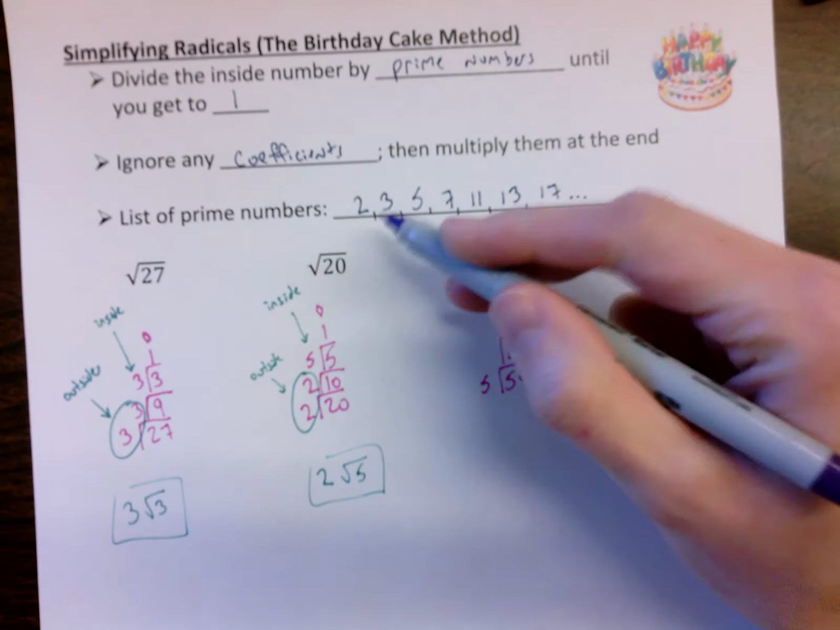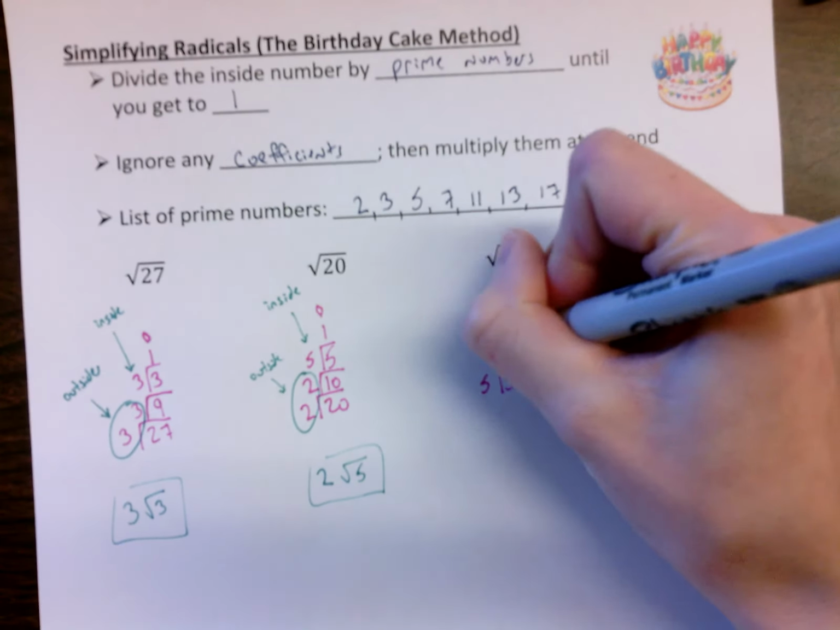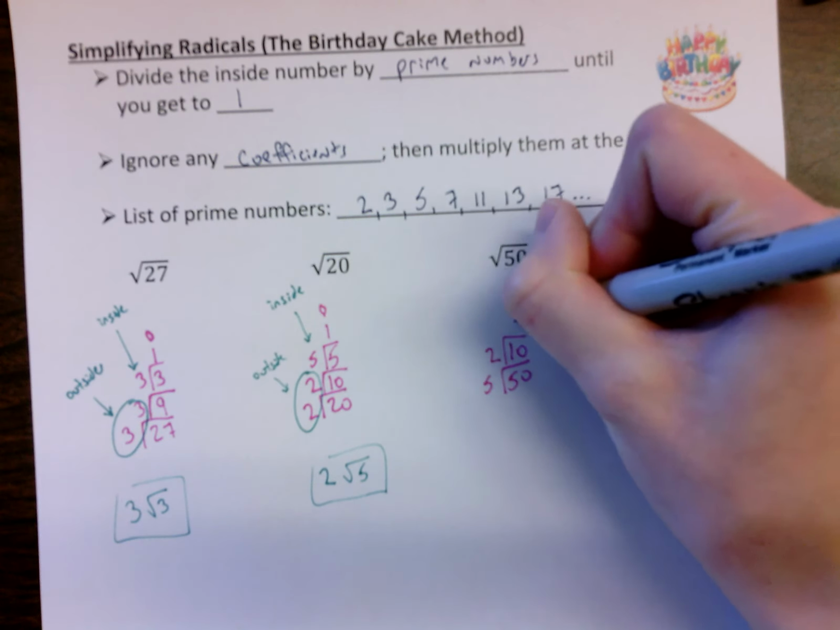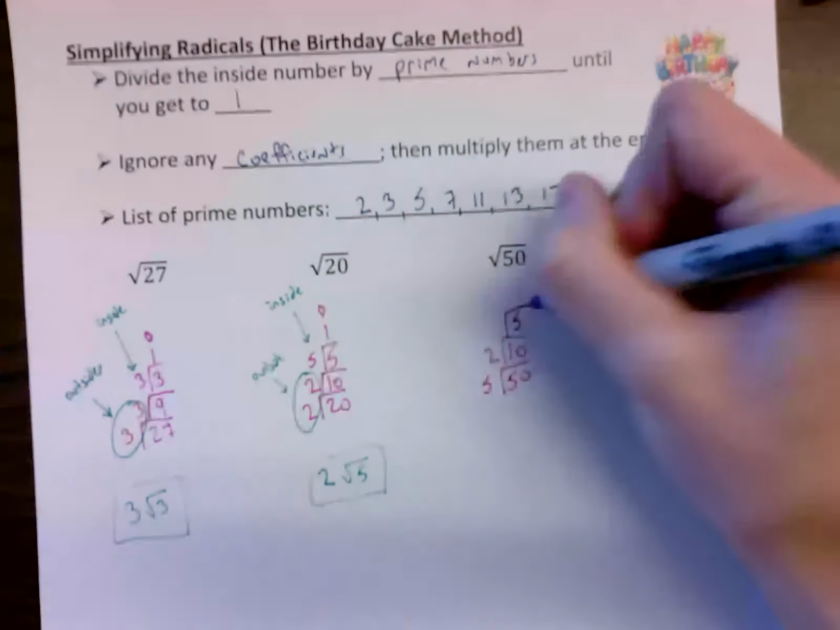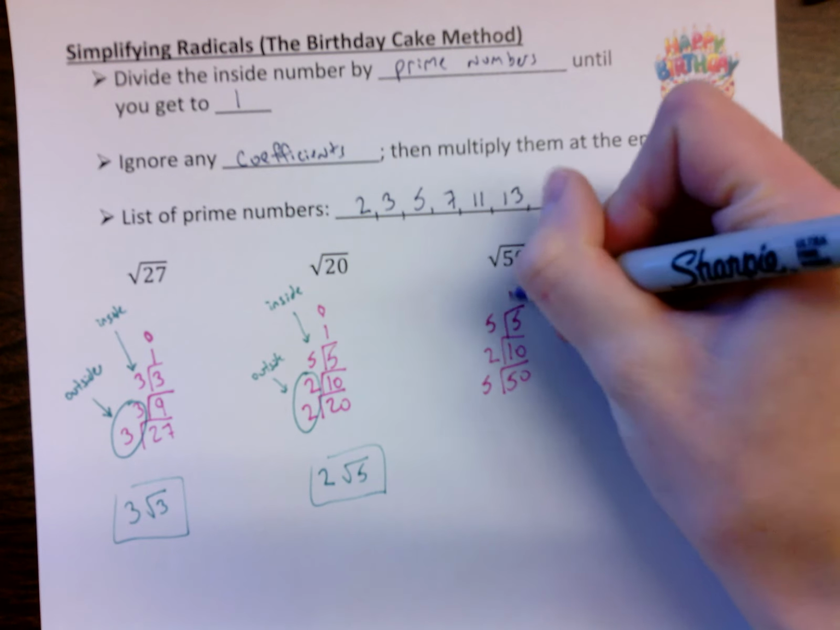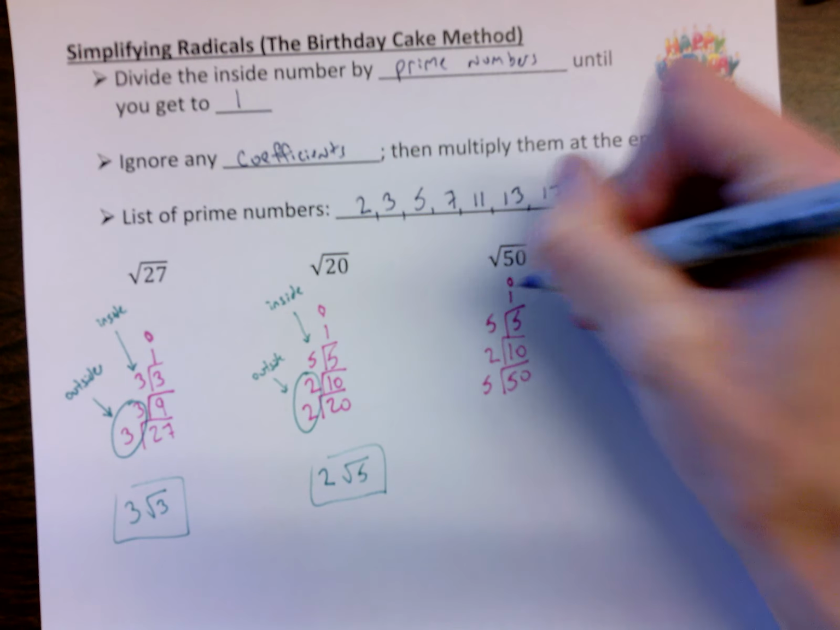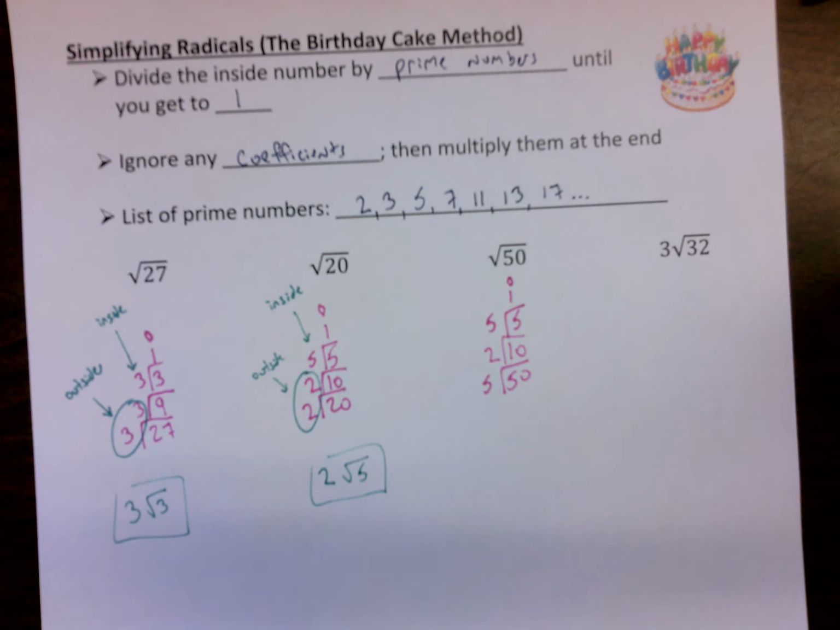All right, and then I need a prime number that goes into 10. 2 will work. And 10 divided by 2 is 5. And then a prime number that goes into 5, 5 goes in one time. There's the candle on my birthday cake, so I know I'm done.